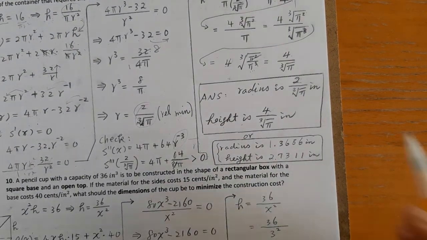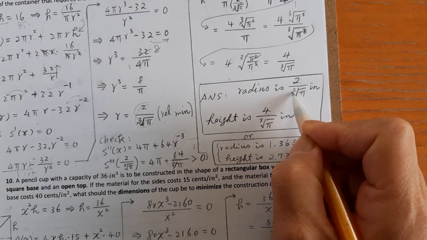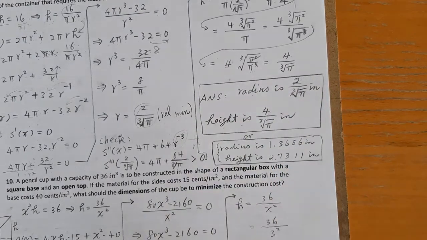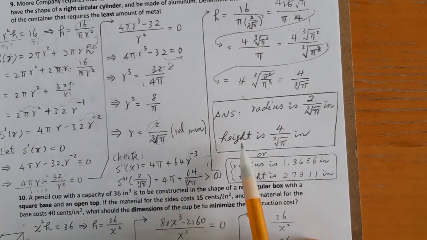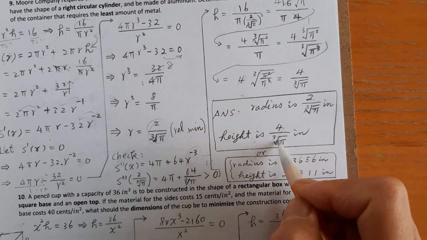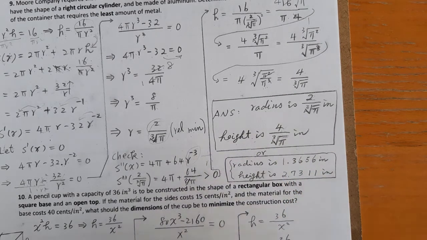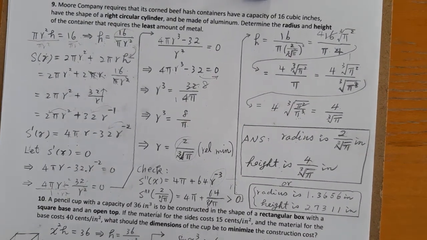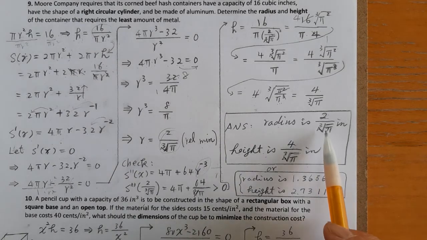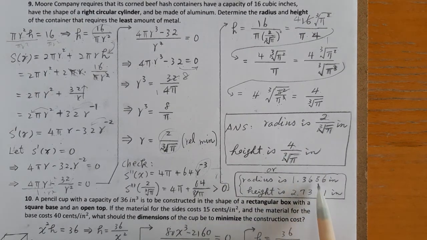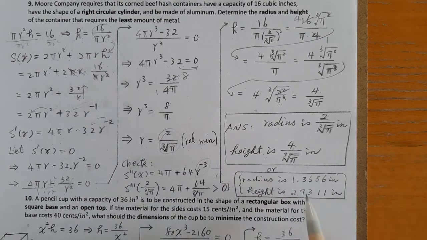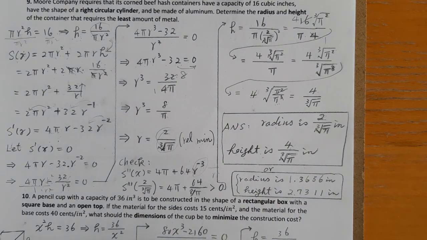So the radius is 2 over the cubic root of pi inches, because here it says cubic inches, so it is in inches. The height is 4 over the cubic root of pi inches. You can leave the answer with pi, or you can go decimal. Use a calculator, figure out the cubic root of pi and divide 2 by it. You get decimals for radius and height. The height actually is twice the radius in this case.